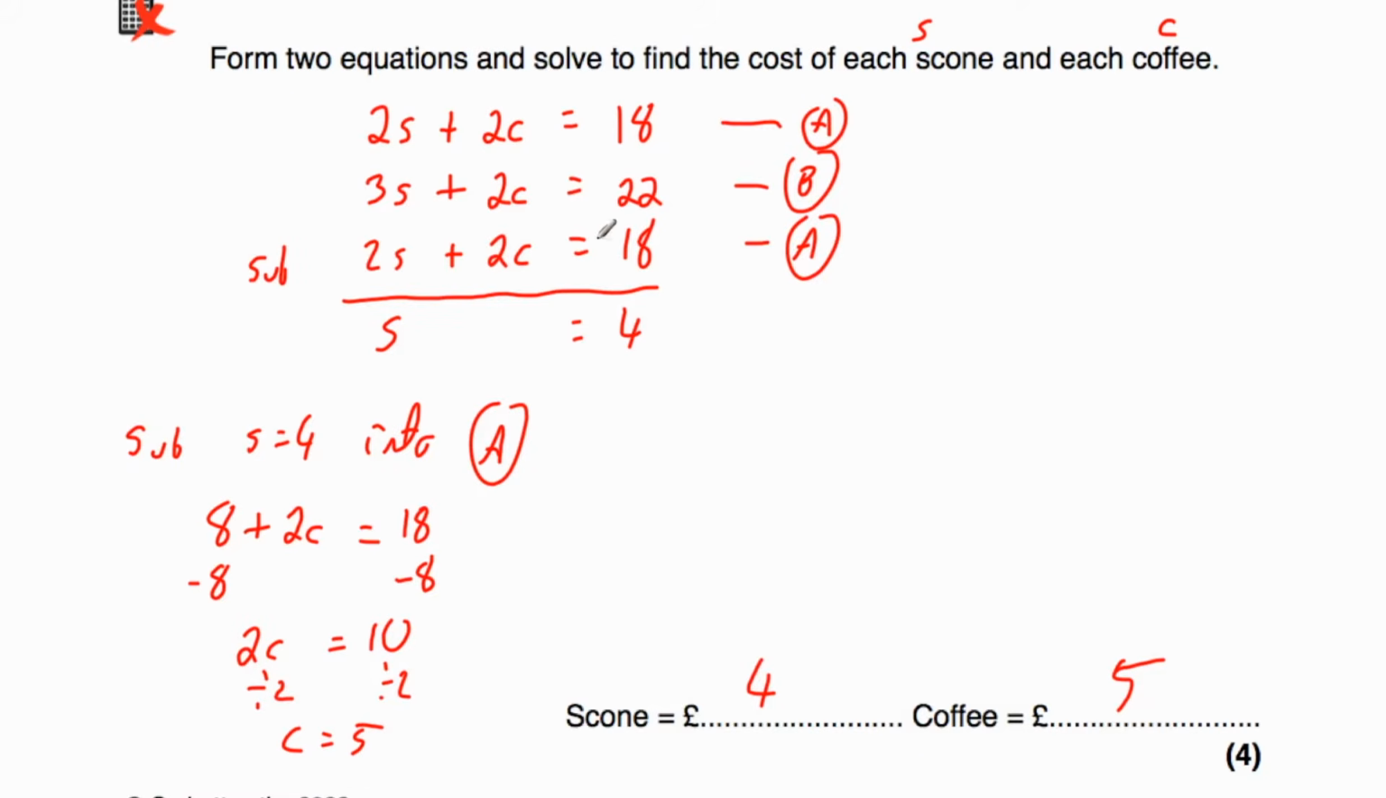And let's just check in equation B. So that would be 3S, which is 3 scones, which is £12, plus 2 coffees, which is £10, should hopefully be equal to £22, and 12 plus 10 is equal to 22. So we've got 22 equals 22, so we are correct. Okay, our next question, question 7.